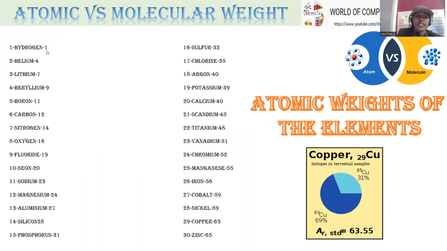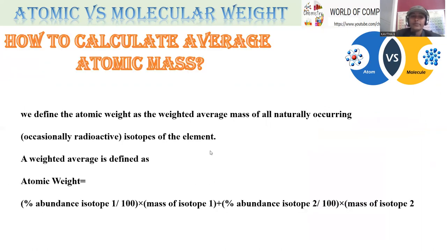Let us see for hydrogen, atomic weight is also 1 as well. For helium, it will be 4, lithium 7, beryllium 9, boron 11, carbon 12, nitrogen 14, oxygen 16, fluorine 19, neon 20, sodium 23, magnesium 24, aluminium 27, silicon 28, phosphorus 31, sulfur 32, chlorine 35.5, argon 40, potassium 39, calcium 40. In the same way, you can extend this up to element number 13.